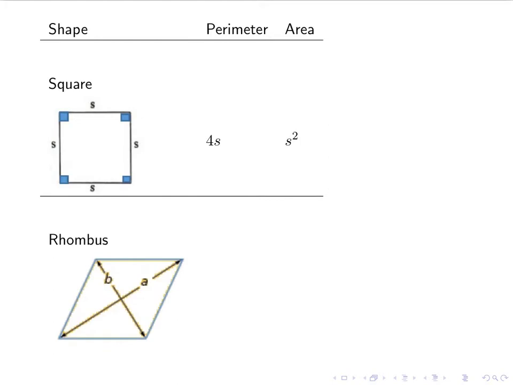The next one is a rhombus. It is a type of parallelogram where the sides are all the same. So the side here is S. Whoops, not 4. I don't know why I put 4. S. Okay, so its perimeter is 4S, and a square is also a type of rhombus. And then the area is 1/2 A times B, where A and B are the lengths of the diagonals of the rhombus. So I multiply them together, and then I divide by 2.